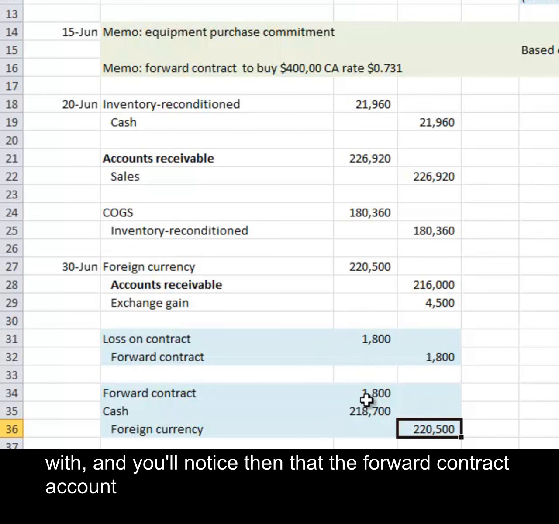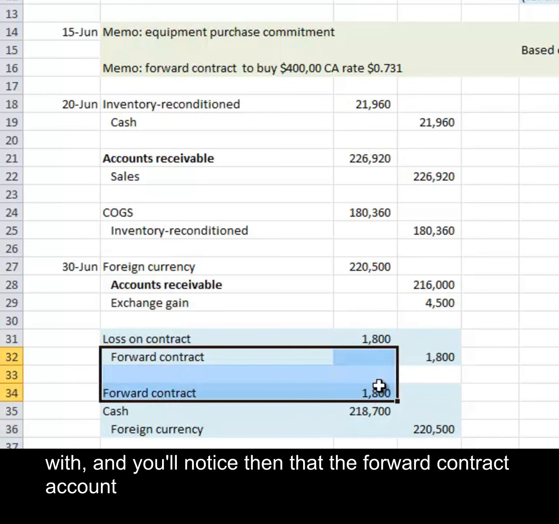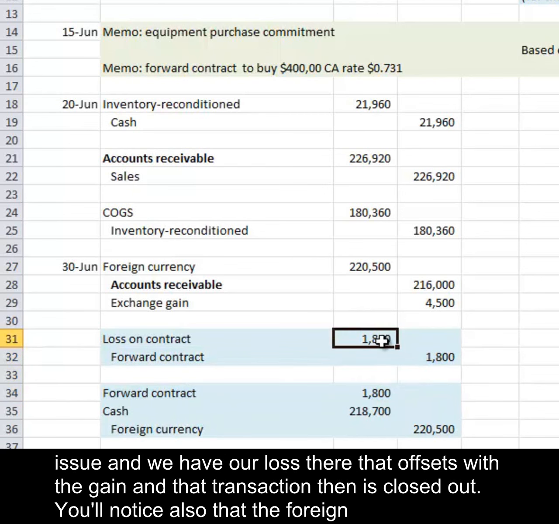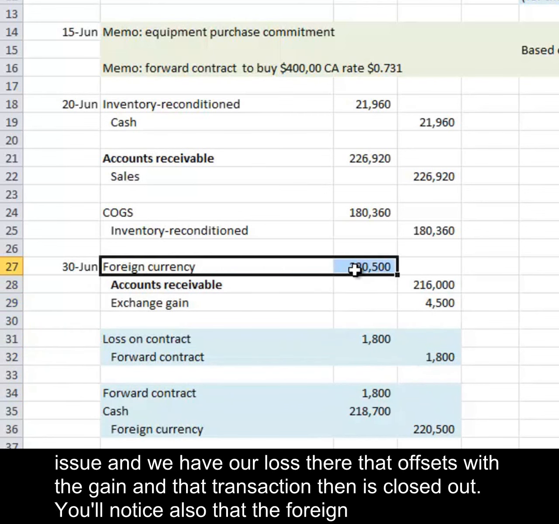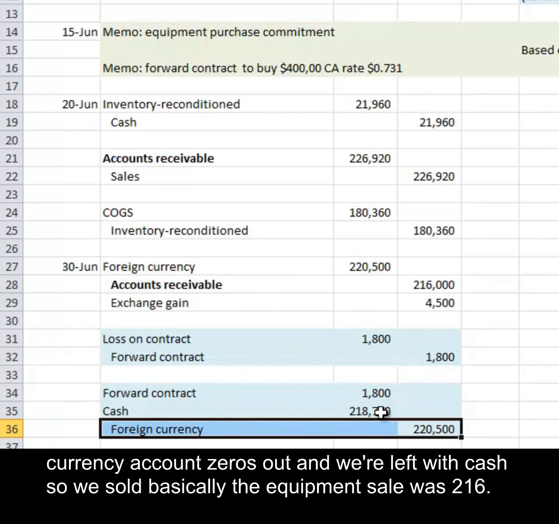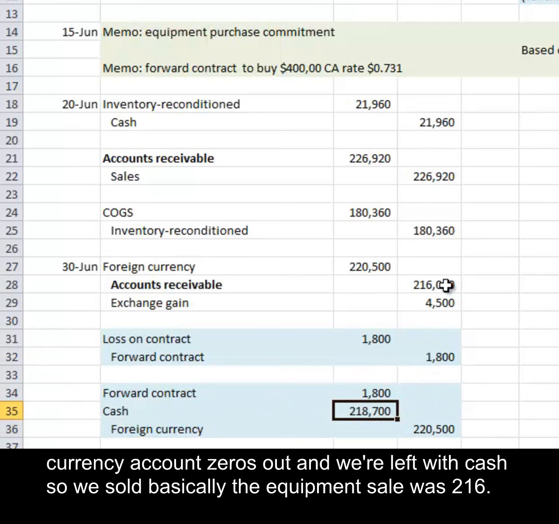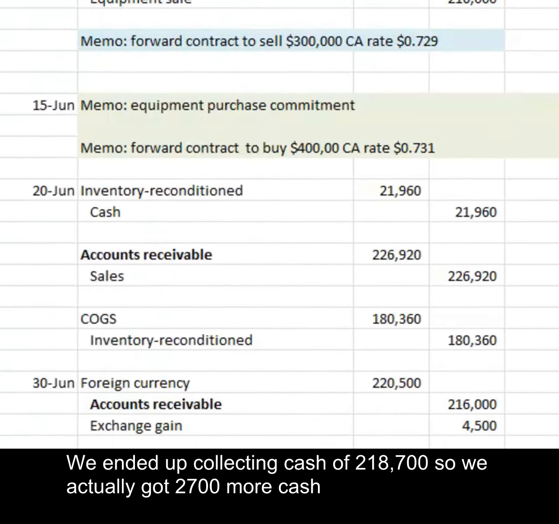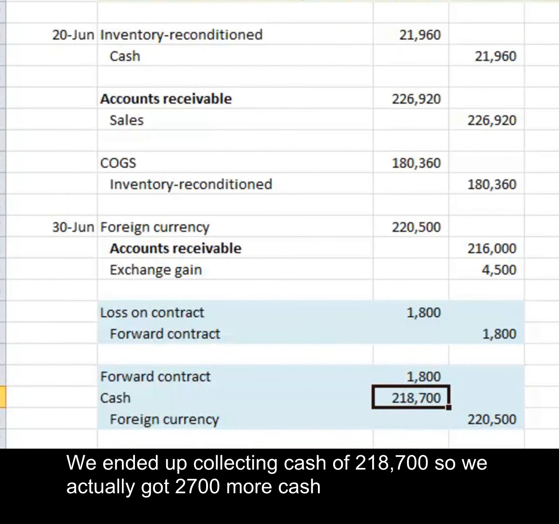And you'll notice then that the forward contract account is offset. It's like a temporary issue, and we have our loss there that offsets with the gain, and that transaction then is closed out. You'll notice also that the foreign currency account zeroes out and we're left with cash. So we sold, basically the equipment sale was $216. We ended up collecting cash of $218.7.